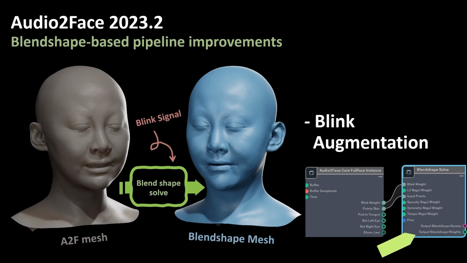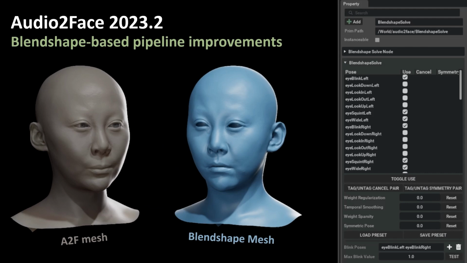The blink augmentation setting can be accessed by selecting the Blendshape solver node, either through the Audio2Face data conversion tab on the OmniGraph or directly on the stage view. At the bottom of the properties, you will see the new blink augmentation settings.